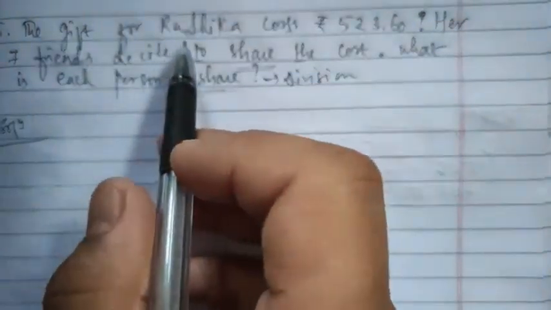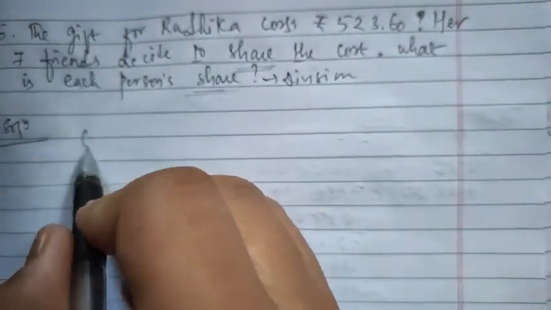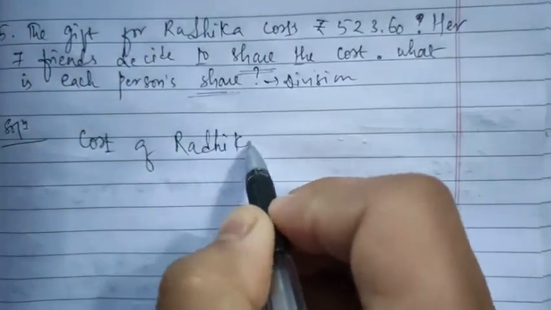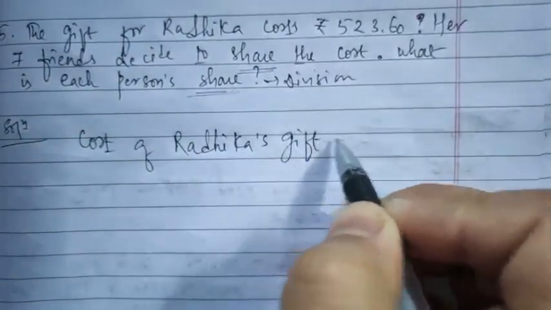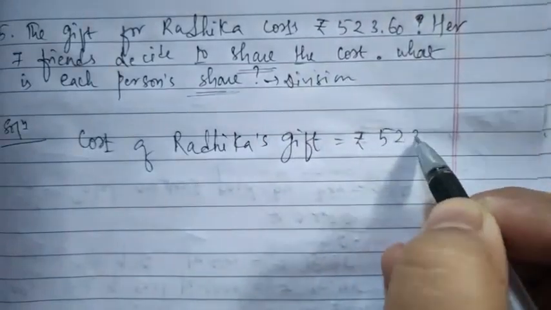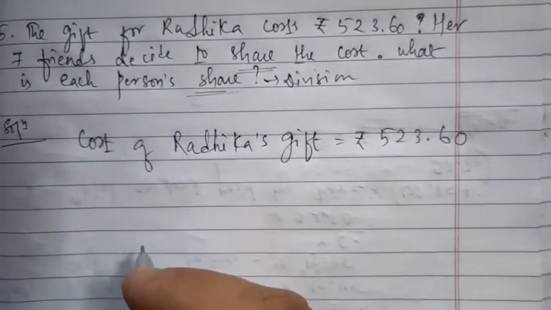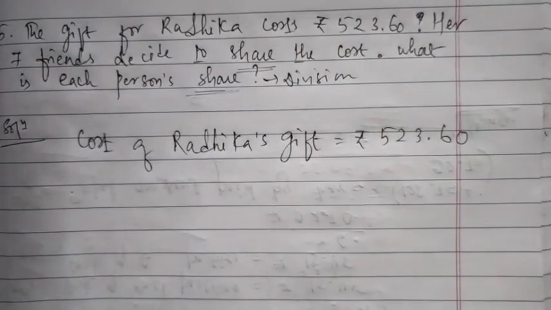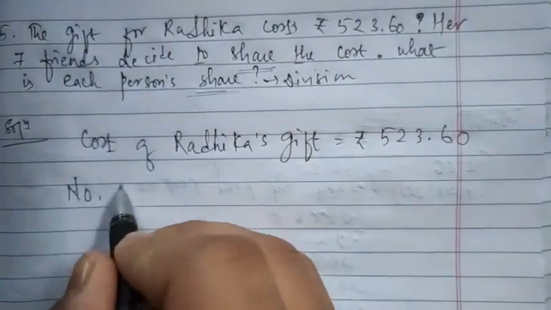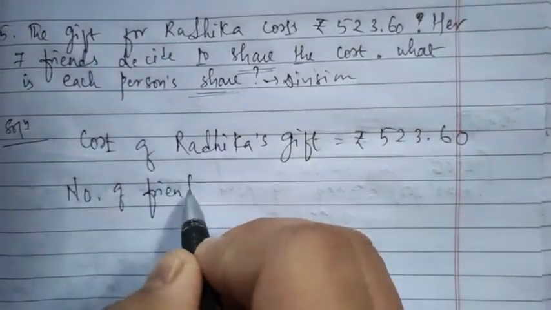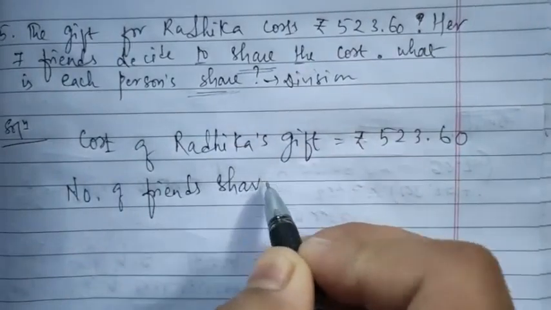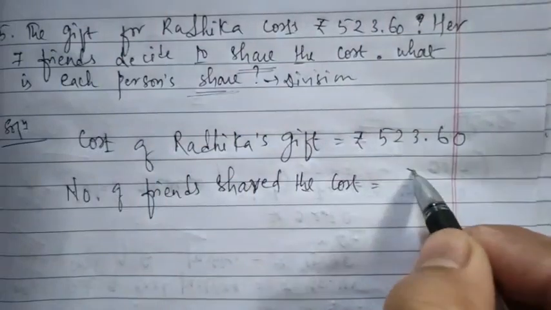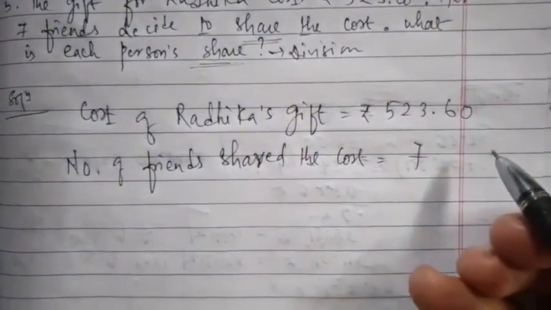Sharing means you will divide, not multiply, isn't it? So now the gift for Radhika's cost, you'll write like this: cost of Radhika's gift is equal to rupees 523.60. So how many friends are sharing? 7 friends. Now you'll write number of friends shared the cost is equal to how many? 7. What is each person's share?